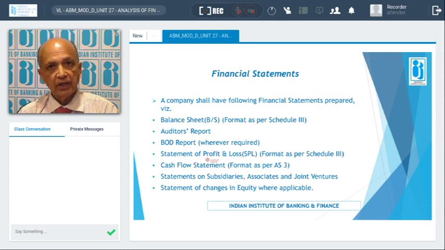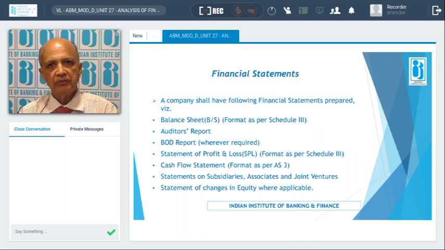The second important statement is the statement of profit and loss, SPL, as per Schedule 3 of the Indian Companies Act. The balance sheet as per Schedule 3, then the statement of profit and loss as per Schedule 3. Then the cash flow statement, which is important, as per Accounting Standard 3. The statement of subsidiaries, associates and joint ventures also has to be examined by the lending banker when we go for the analysis of the financial statement. Then the statement of changes in equity, wherever applicable.